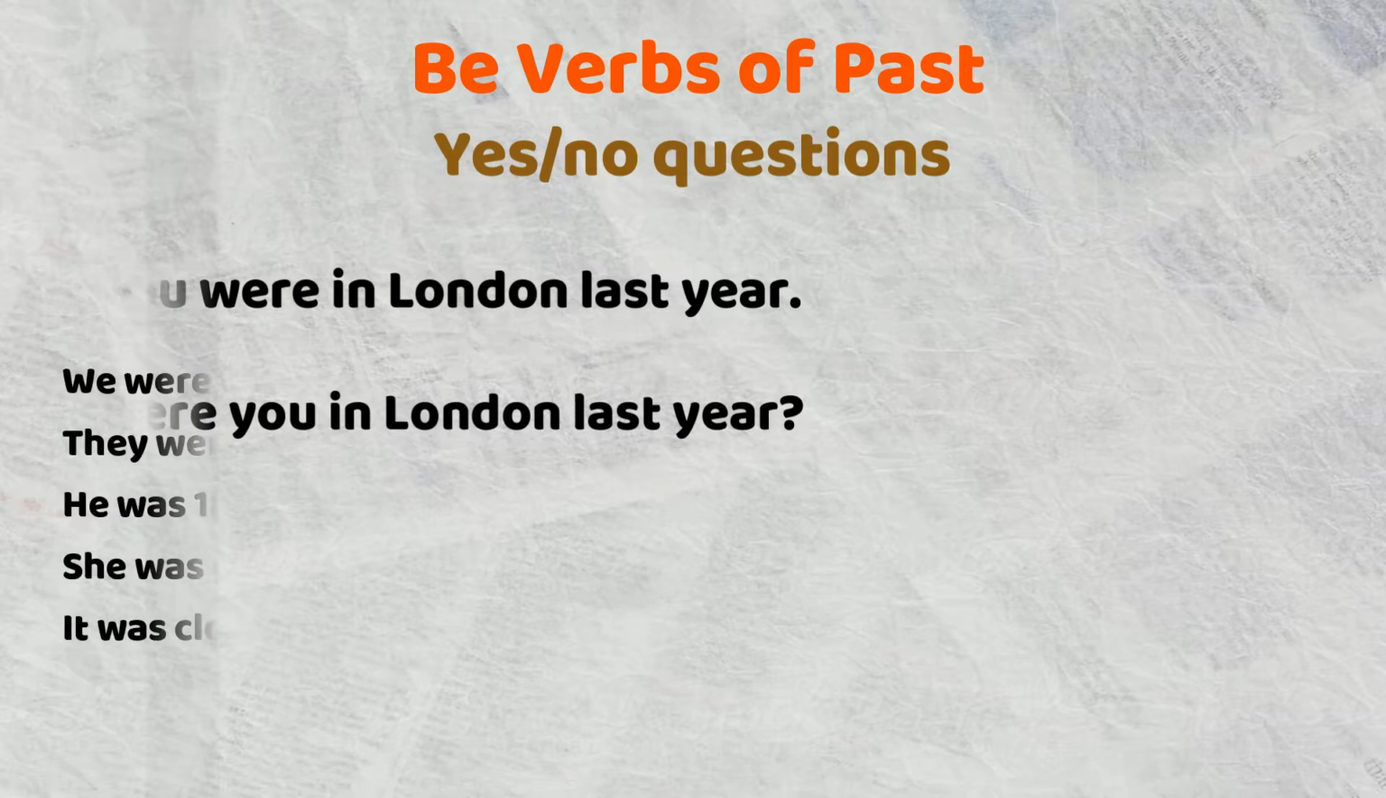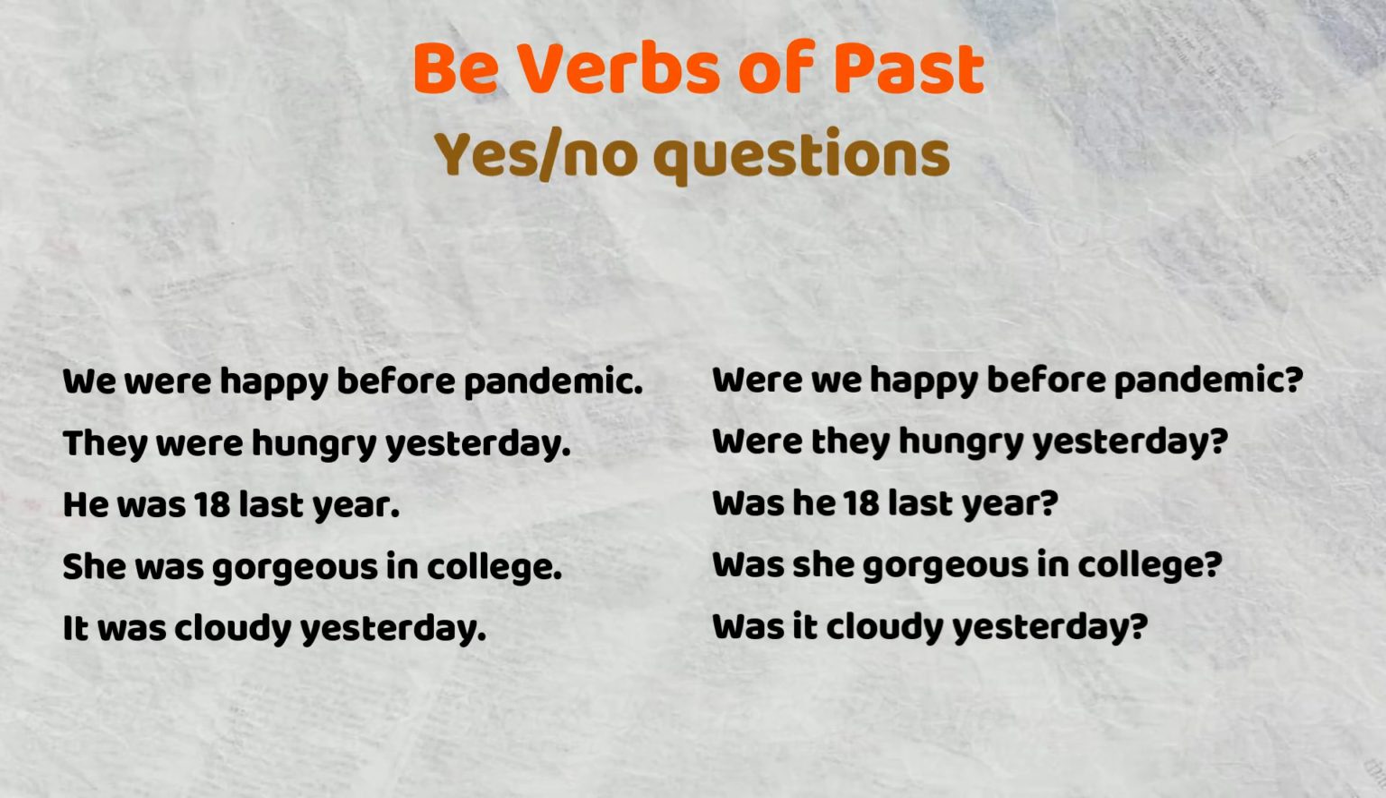Do the same thing for all. Were we happy before pandemic? Were they hungry yesterday? Was he 18 last year? Was she gorgeous in college? Was it cloudy yesterday? Sometimes you may ask a question about yourself like, was I handsome yesterday?